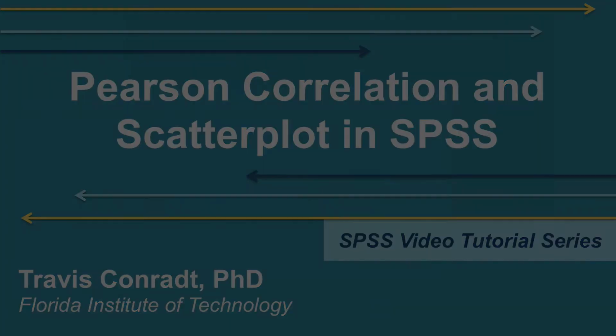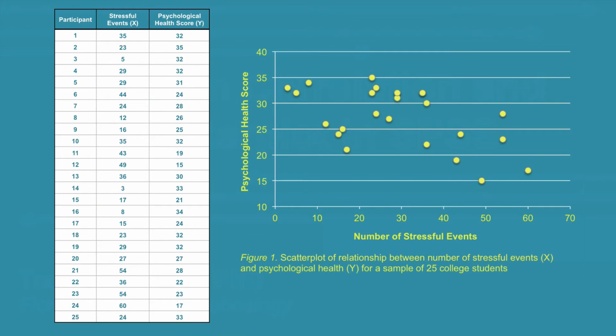SPSS. In this example, we will be examining the relationship between the number of stressful events experienced by college students and their psychological health. Imagine we had 25 college students fill out a stressful event checklist that had them mark how many stressful events they recently experienced out of a total of 82 different events. We also administered them a 7-question psychological health screener and created an overall psychological health score out of 35, with higher scores indicating better overall psychological health.